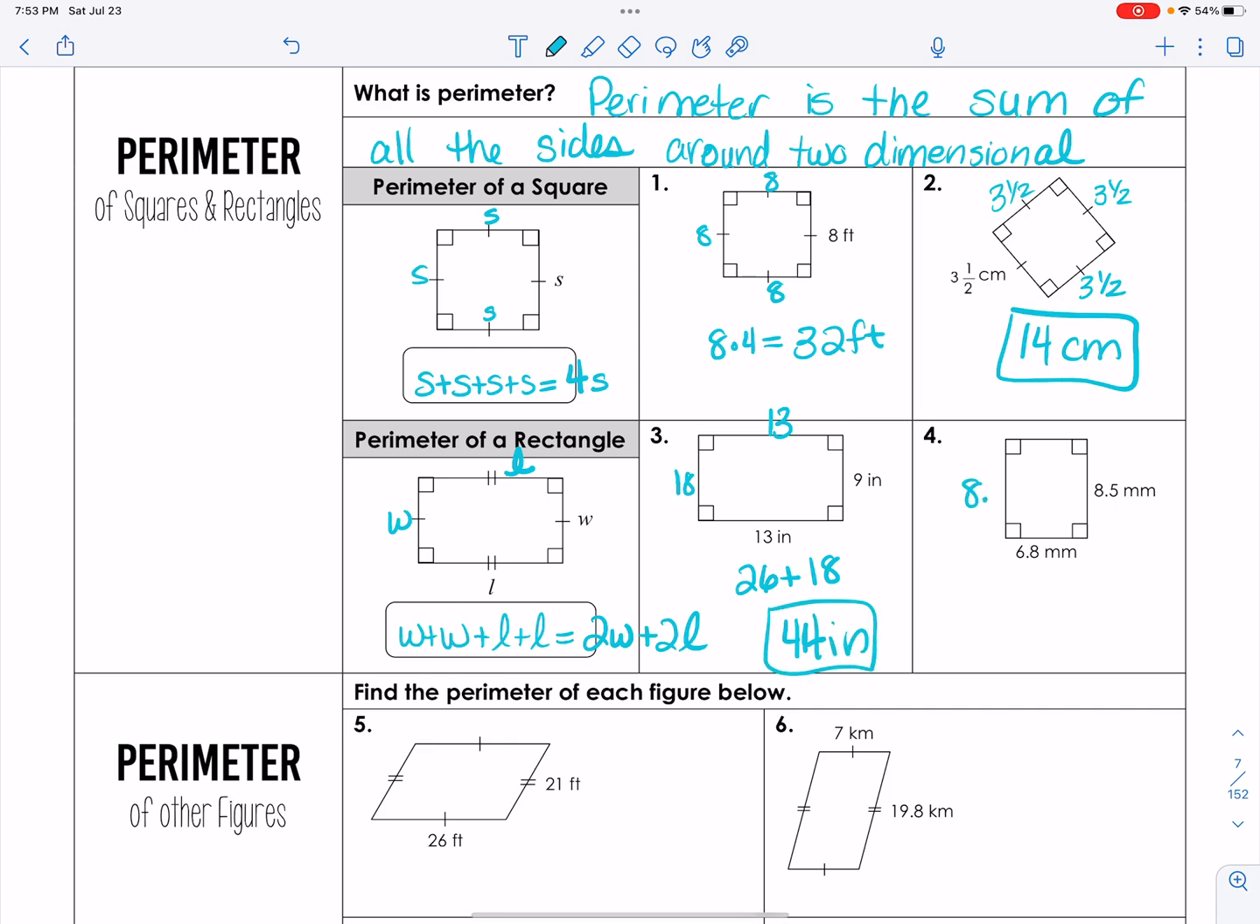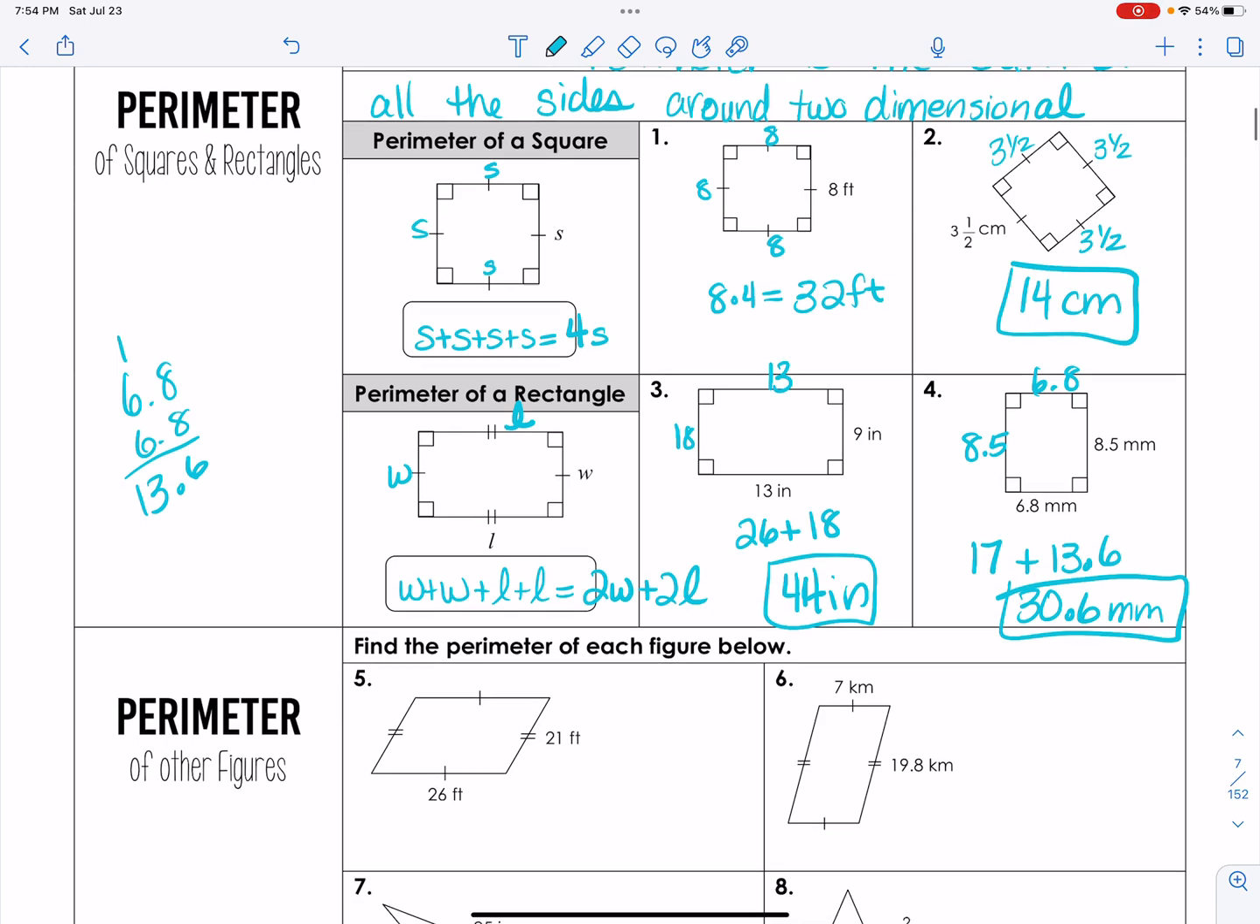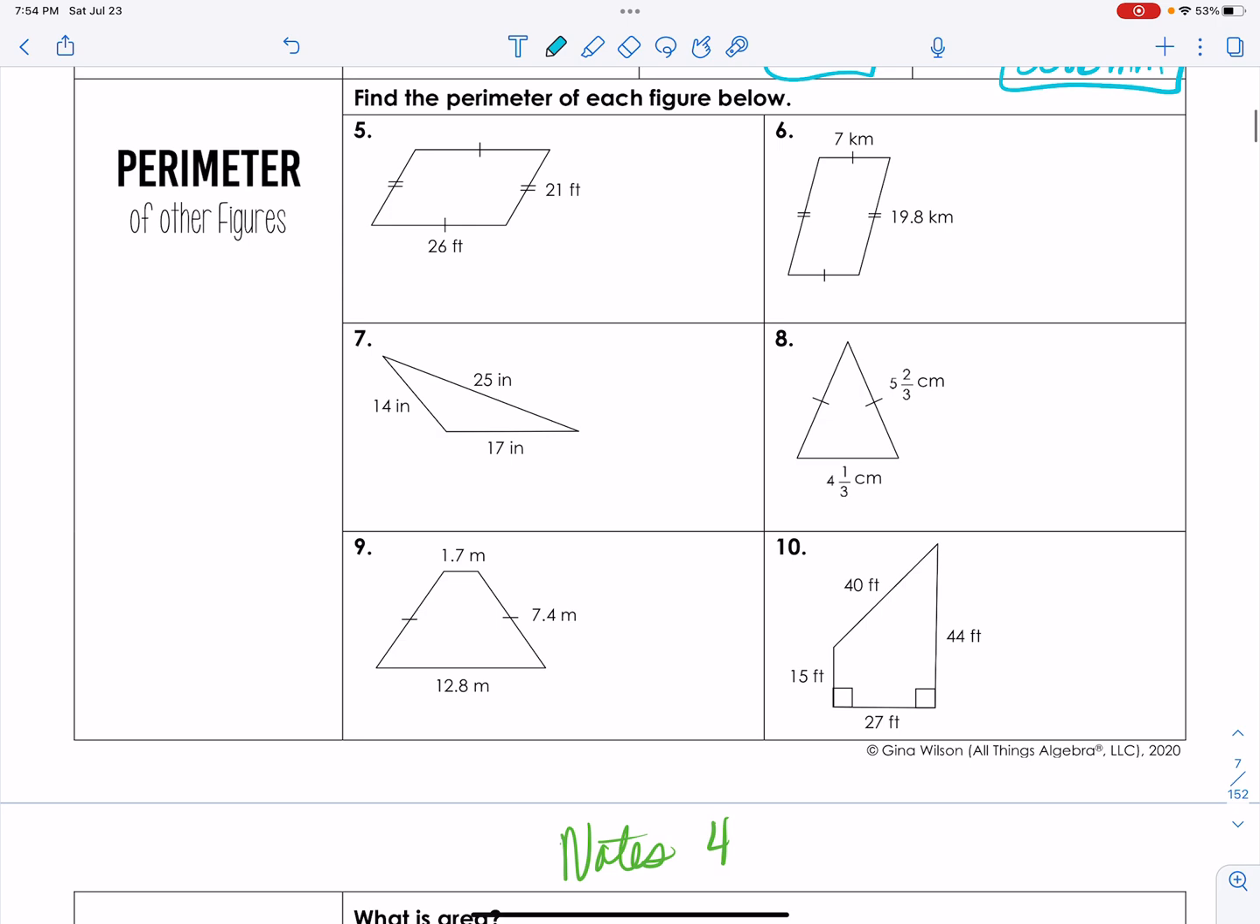Okay, the next one is 8.5 and 8.5. If I add those together, that would be 17. And 6.8 plus 6.8 is 13.6. So my answer would be 30.6 millimeters. So you're adding up all of the sides.